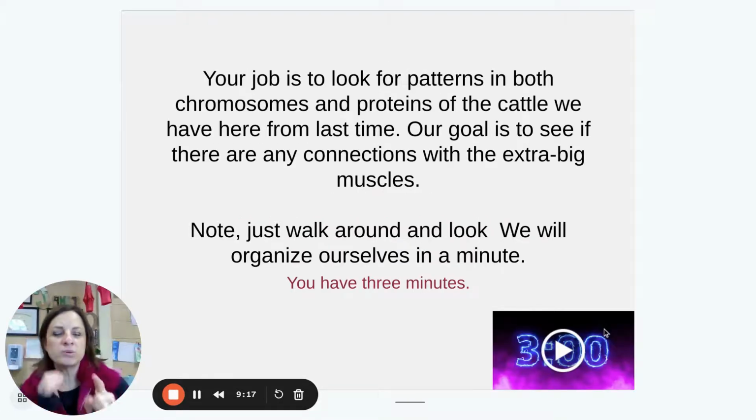Okay, your job is to look for patterns in both chromosomes and proteins of the cattle we have here from last time. Our goal is to see if there are any connections with the extra big muscles. So you're just going to walk around. Don't organize yourselves in anything. Just keep looking at everyone's cards and see if you can find patterns. You have 3 minutes. Go.